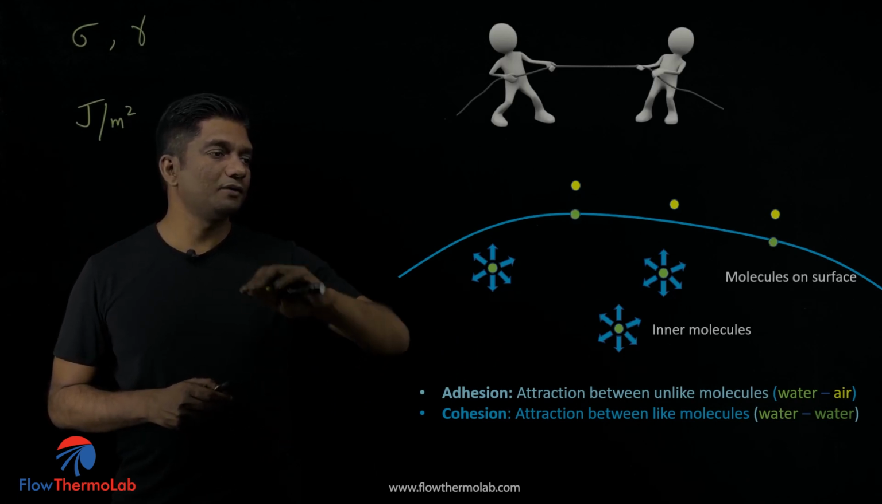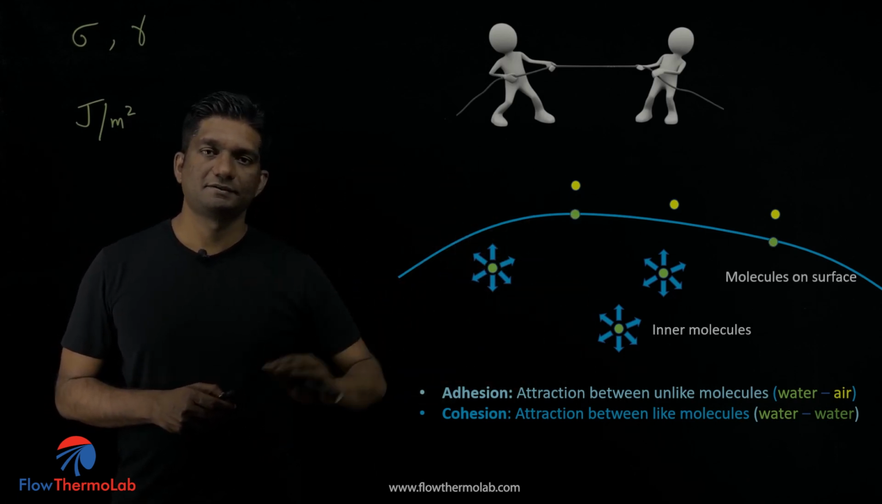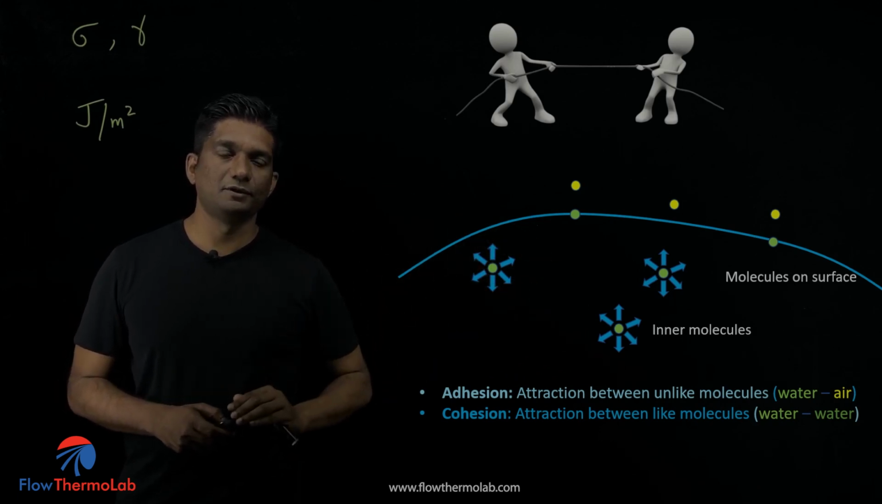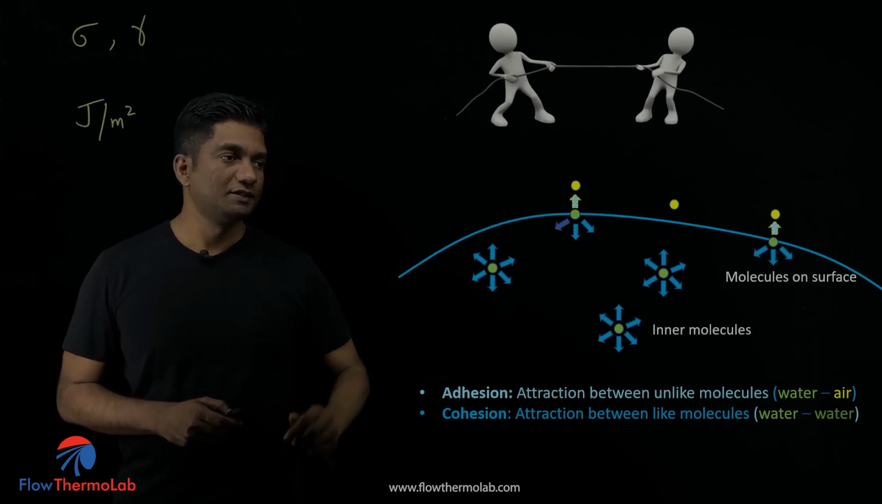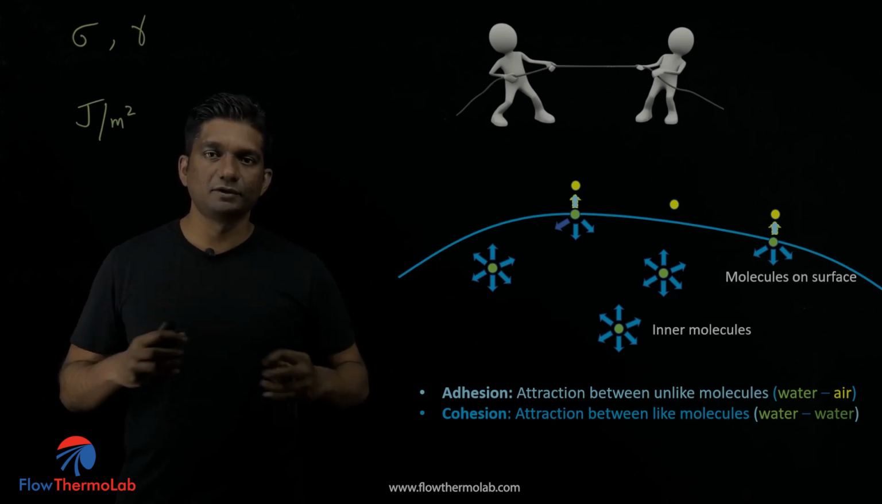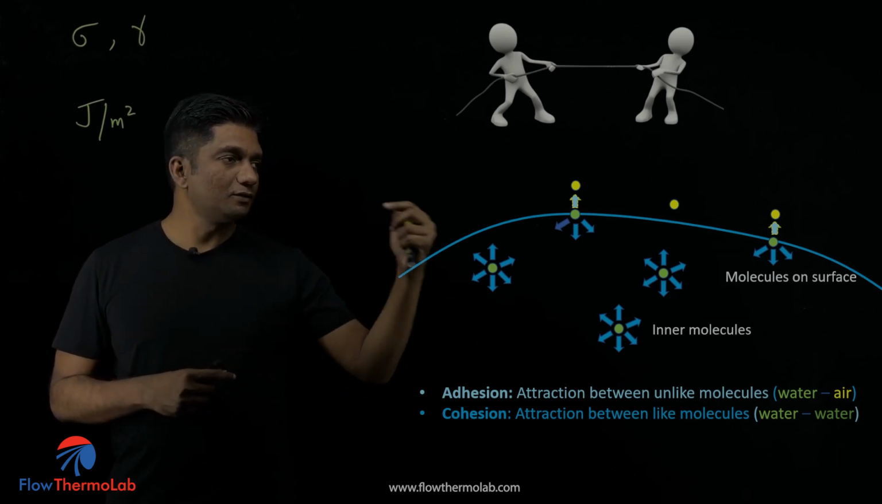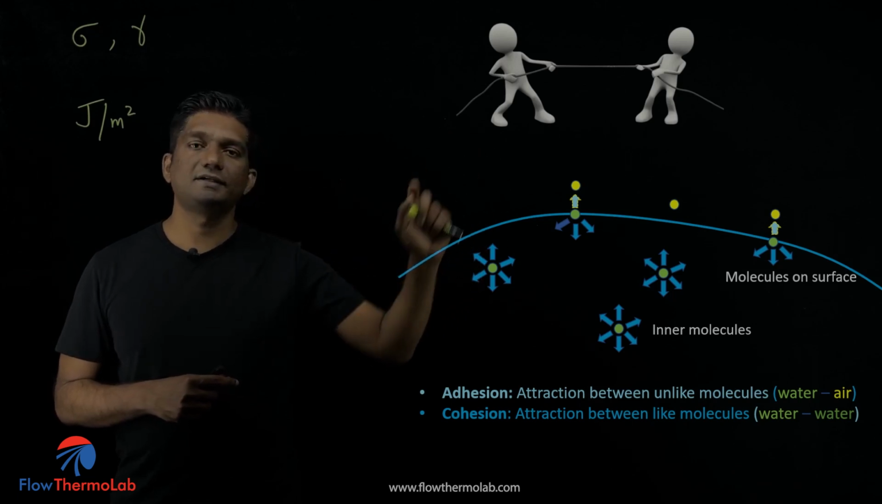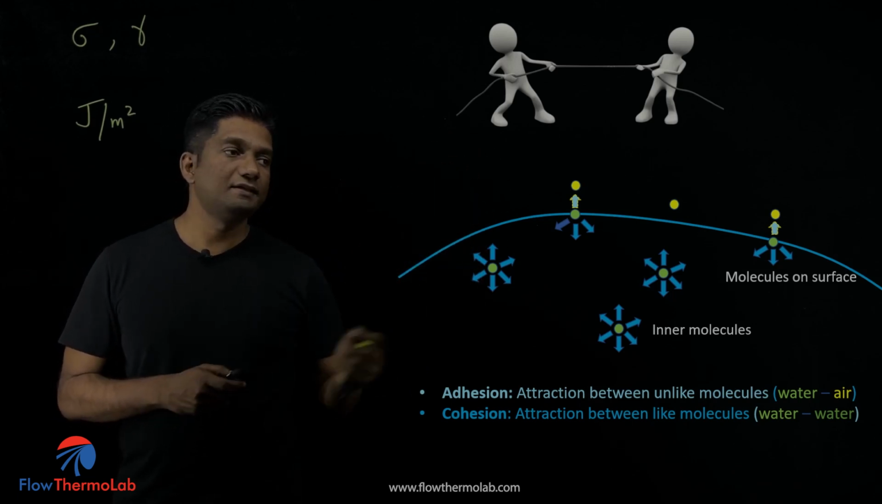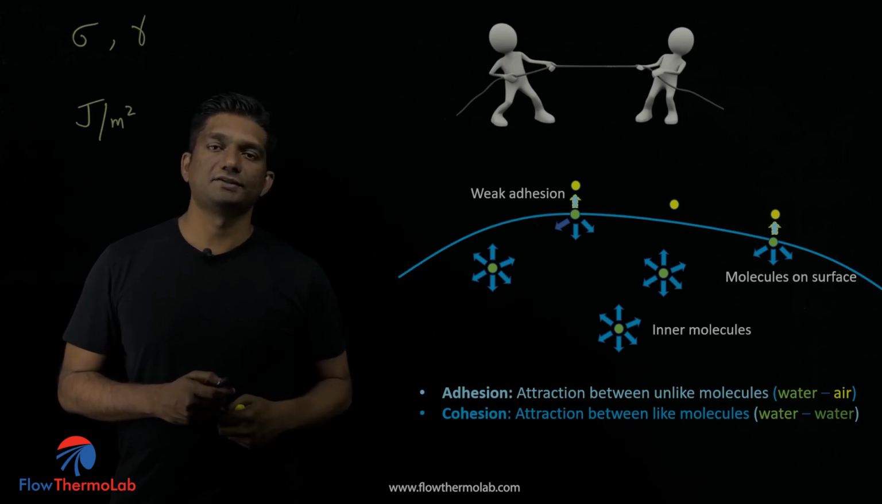What about the molecules on the surface? You have the interface, and on the surface you also have water molecules. What happens to these molecules? Definitely you have cohesion, since they are getting attracted by other molecules inside, and there is also adhesion: an attraction between air and water, which is basically a weak adhesion.